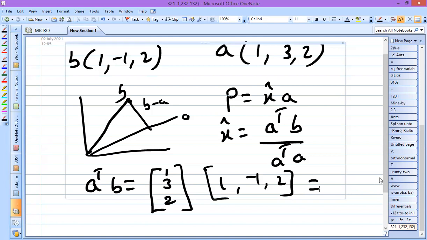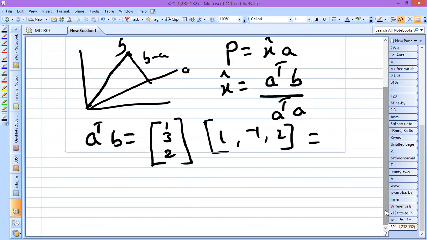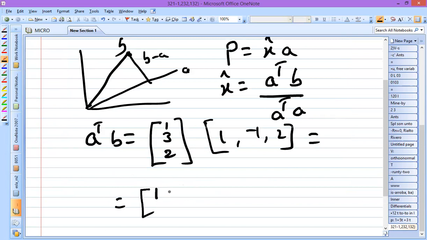How much does it come to? One into 1 is 1, minus 3, plus 4. This is equal to 2. Do you know how to do the multiplication? 1 into 1 plus 3 into -1 plus 2 into 2. Now adding all this, it will result in the value 2.